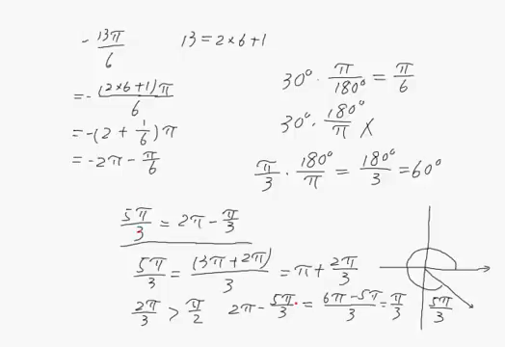Another question is about the reference angle. First we need to know the reference angle theta prime must be a positive acute angle. So that means this theta prime must be greater than 0 and less than 90 degrees, right? So it cannot be negative.